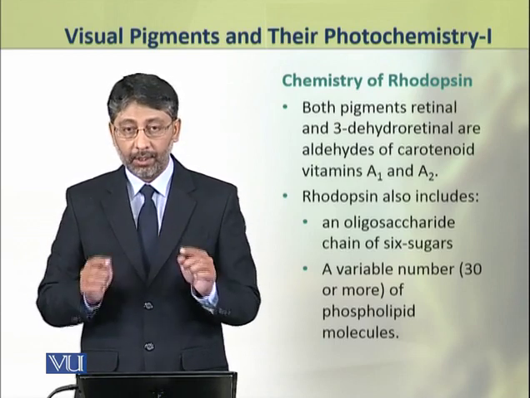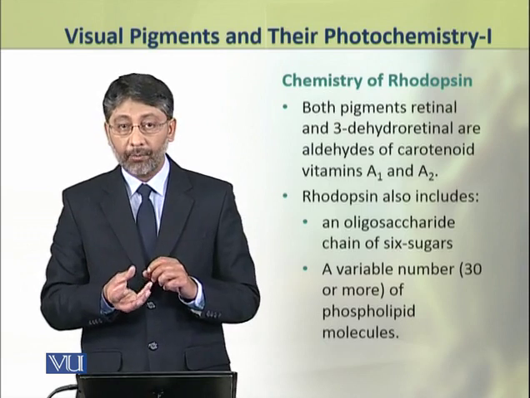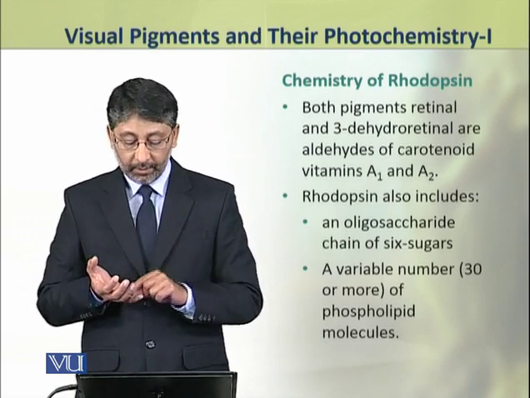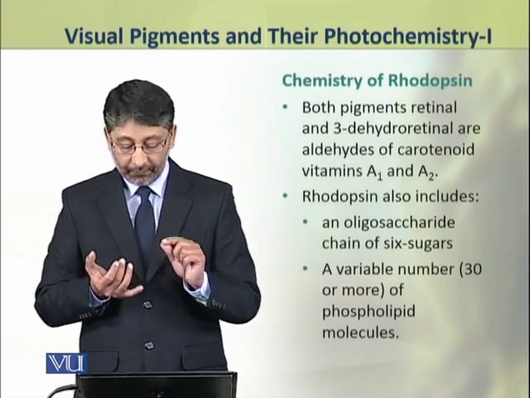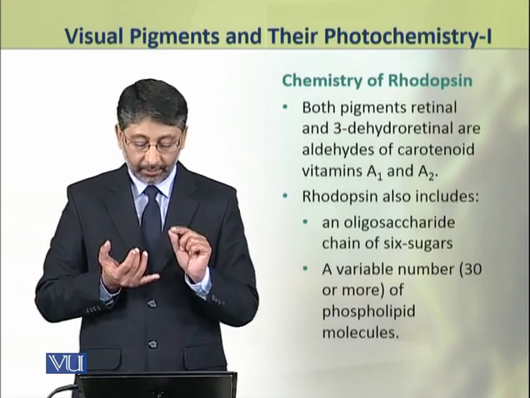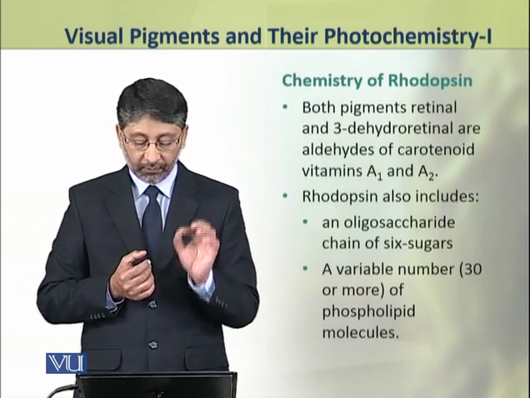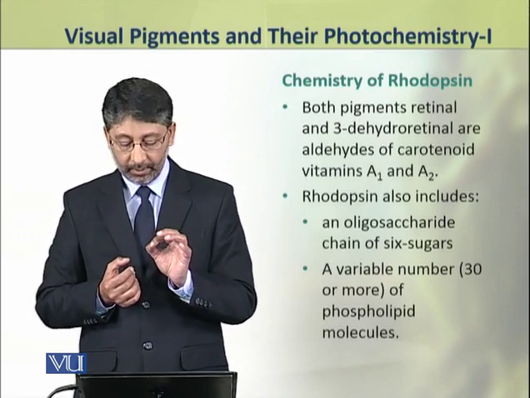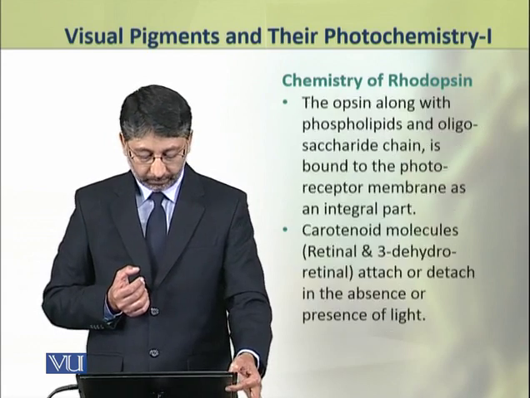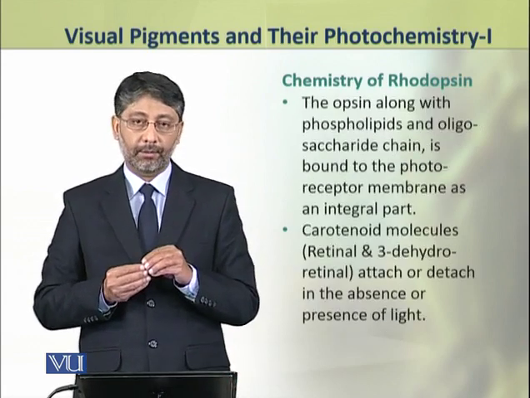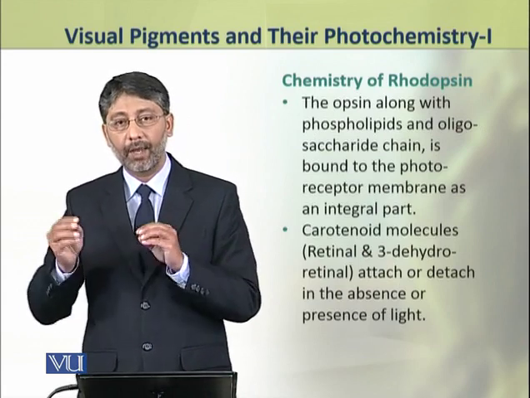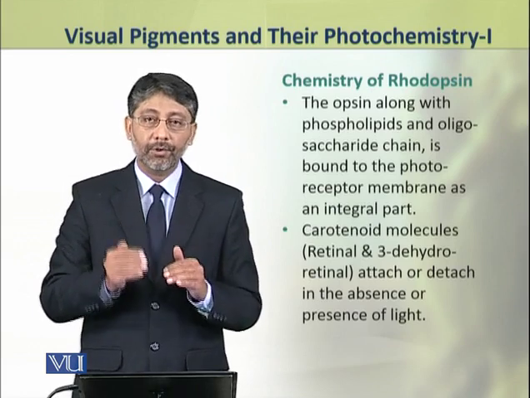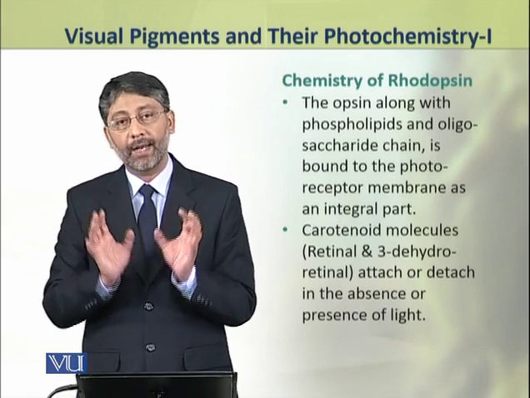Rhodopsin protein, in addition to these two components, is also conjugated with an oligosaccharide chain of 6 sugars and a variable number of phospholipid molecules, which may be 30 or more phospholipid molecules. The opsin, along with the phospholipids and oligosaccharides, is bound to the photoreceptor membrane as an integral part.